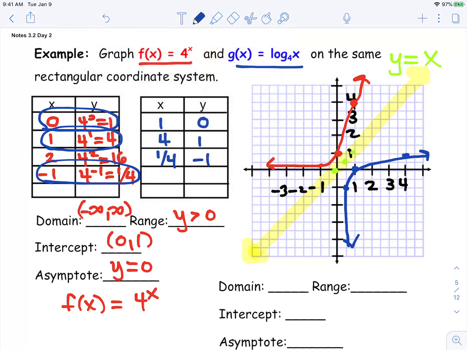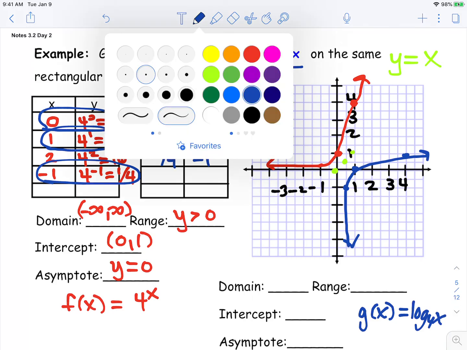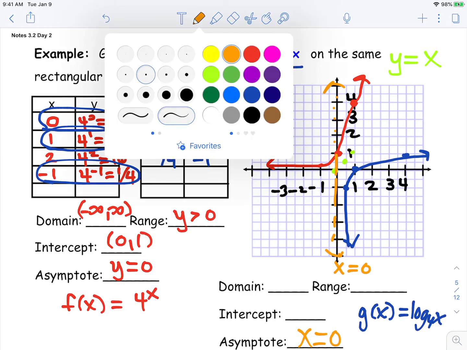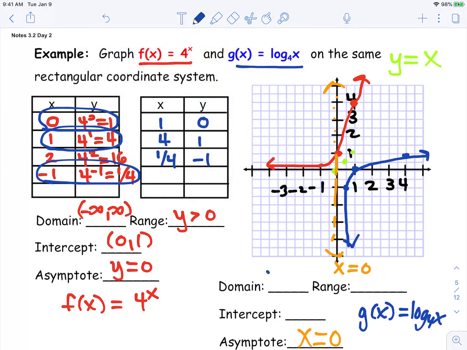For the blue function, which is your logarithm of base 4, your domain, I'm just going to erase this yellow line now. The domain is going to be everything to the right of this vertical asymptote. So you have a vertical asymptote at x equals 0. So then your domain is everything to the right of that, or greater than 0.